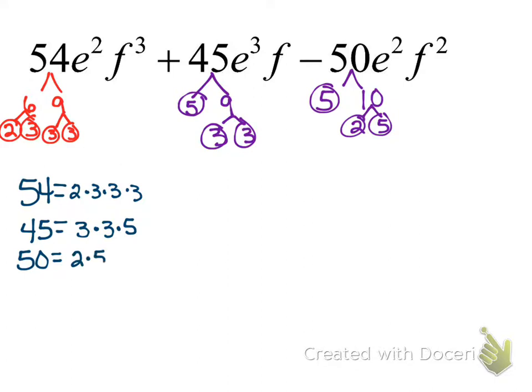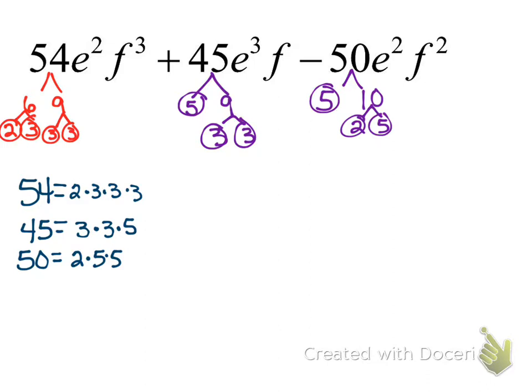Now, if I multiply 2 times 5 times 5, what will that equal? 50. If I take 3 times 3 times 5, what does that equal? 45. If I take 2 times 3 times 3 times 3, what does that equal? 54. So basically, these prime numbers, when you multiply them out, should equal the number that you started with.